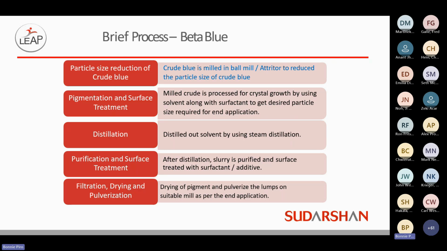Sometimes that's done with surfactant to be able to get to that end size for the desired end application. Once the pigmentation is completed, the slurry is then purified to get the solvent out, and any additional chemical surface treatments are used for that particular product. And then, of course, the mechanical filtration, drying, and pulverization finishing is also applied for that end product's requirements.